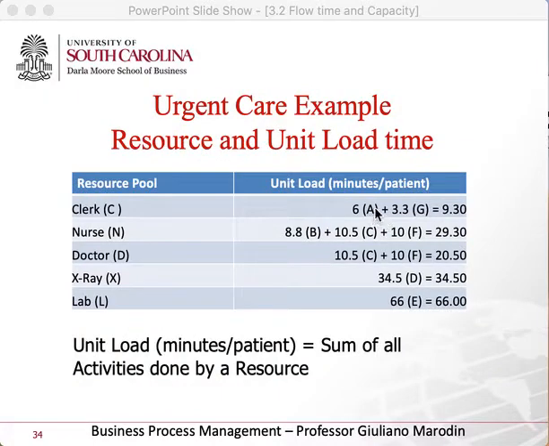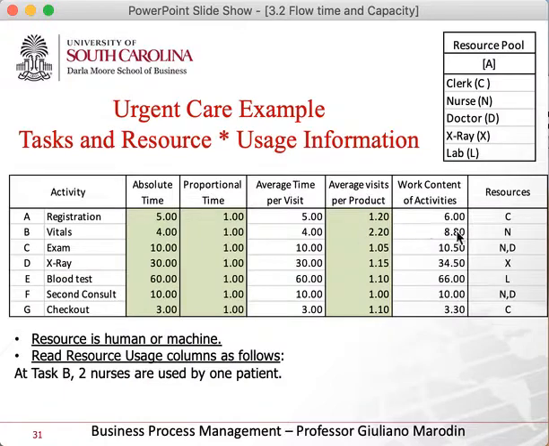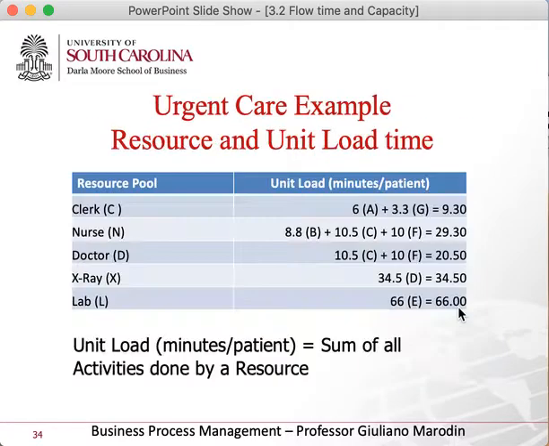It's just taking, here you have the letters from, not the resource pool letters. These are letters from activity. So that's activity A and activity G that is done by the clerk. So if you add them up, here, you should take A, which is 6, and G, which is 3.3, right? G and A. You're adding everything you need from a clerk, and the same thing for all the others.